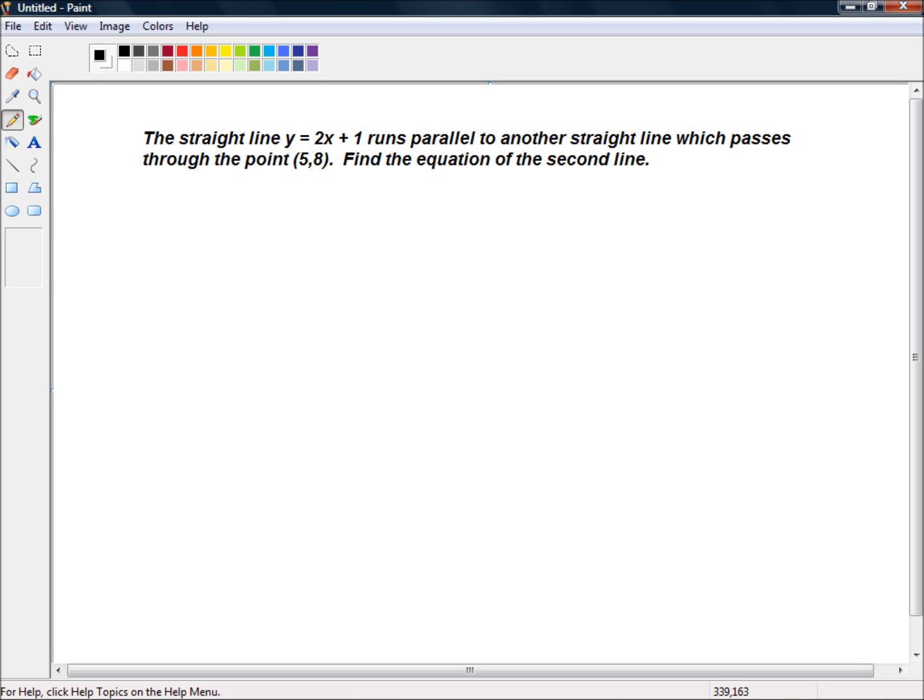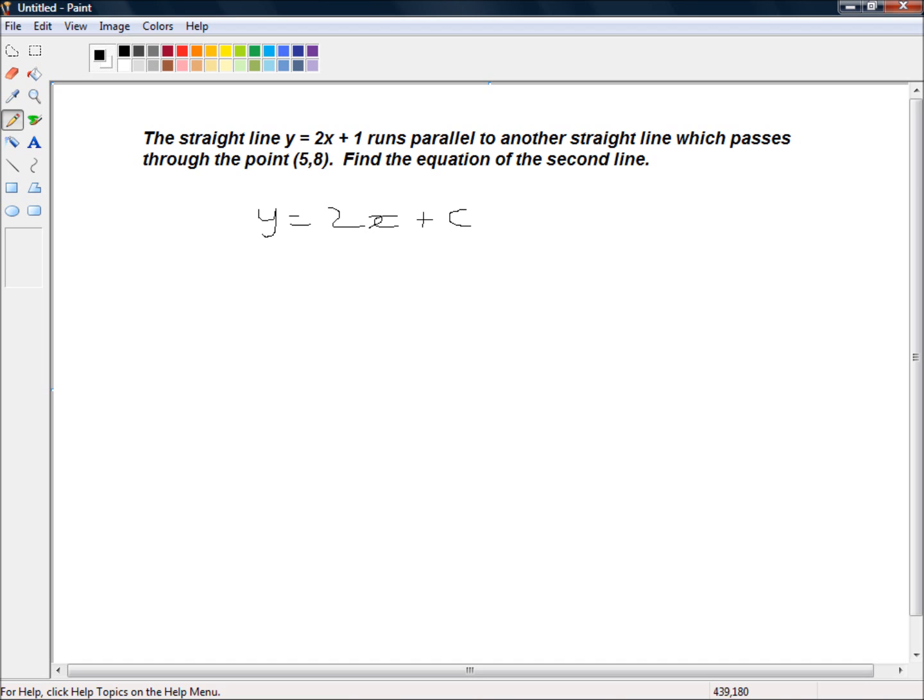Well, we're used to finding an equation if we're given 2 points, but we're only given 1 point. However, we are also told that the line runs parallel to another line, and we know that parallel lines have the same slope. So we already know that the line we're looking for has the equation y equals 2x plus c. We know that because it must have the same slope as y equals 2x plus 1, so only the y-intercept will be different.